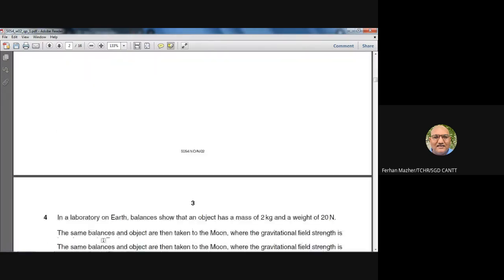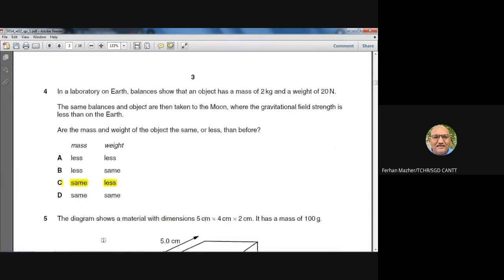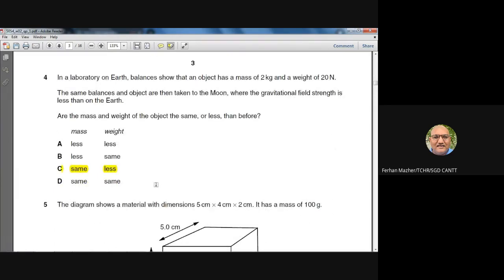Okay, now I am moving to the next question. In a laboratory on Earth, balances show that an object has a mass of 2 kg and a weight of 20 Newton. The same balances and object are then taken to the Moon, where the gravitational field strength is less than on the Earth. Are the mass and the weight of the object the same or less than before? You see, the mass will remain the same, but the weight will be less because there the gravitational field is less. So C is the right choice.